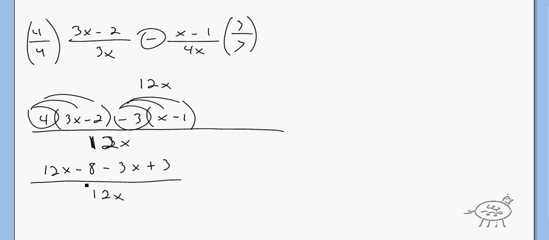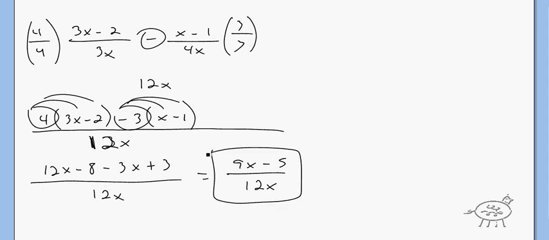Okay, so 12x minus 3x is 9x, and negative 8 plus 3 is negative 5 over 12x. And that's your final answer. Okay, so I'll tell you, math fans, most of the time you're not going to have to reduce at the end. You may have to factor and cancel, but there's a good chance you won't have to. But you always check, right? Our second to last step is always factor, and then our last step is to cancel.